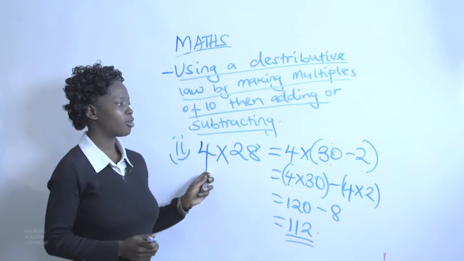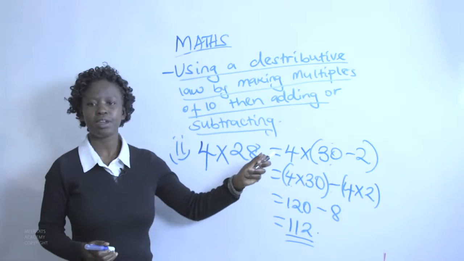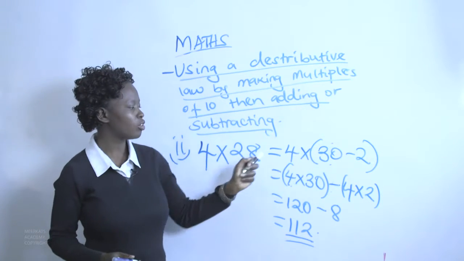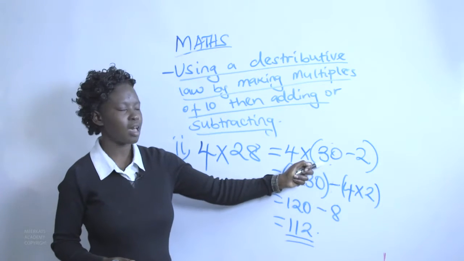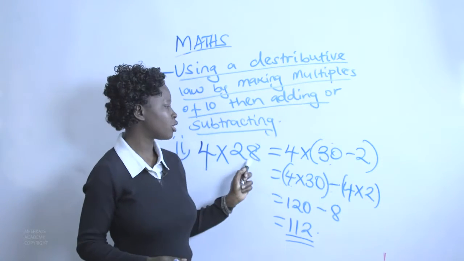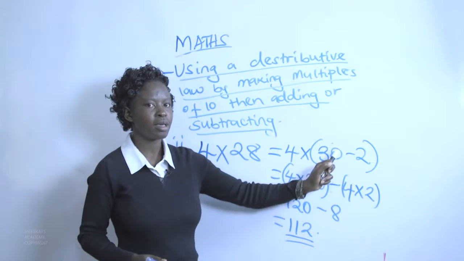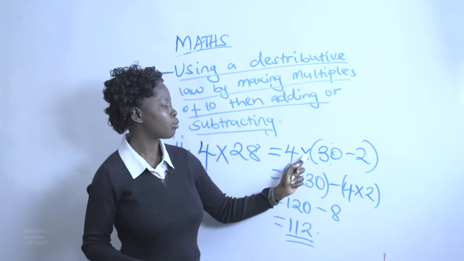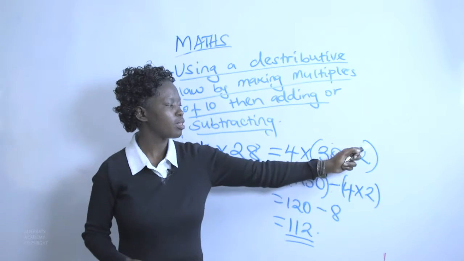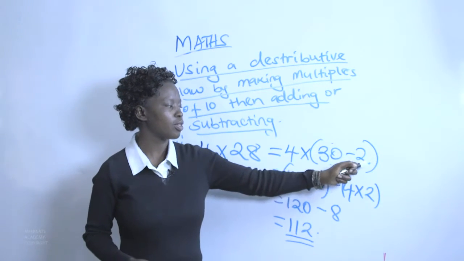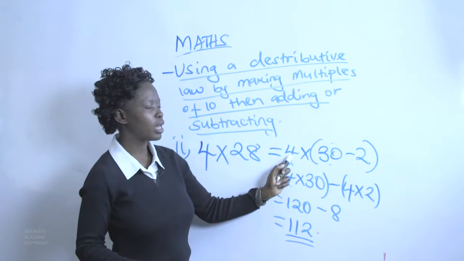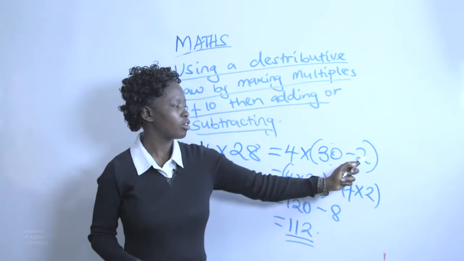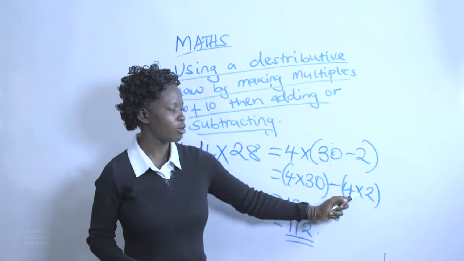If you're having 4 times 28, then the nearest multiple of 10 that I have is 30. So to get 28 from this 30, I'll have to subtract 2. So 28 is the same as 30 minus 2. 30 minus 2, we are multiplying by 4. So it means we multiply 4 by everything that is inside this bracket. We will have 4 multiplied by 30, then minus 4 multiplied by 2.